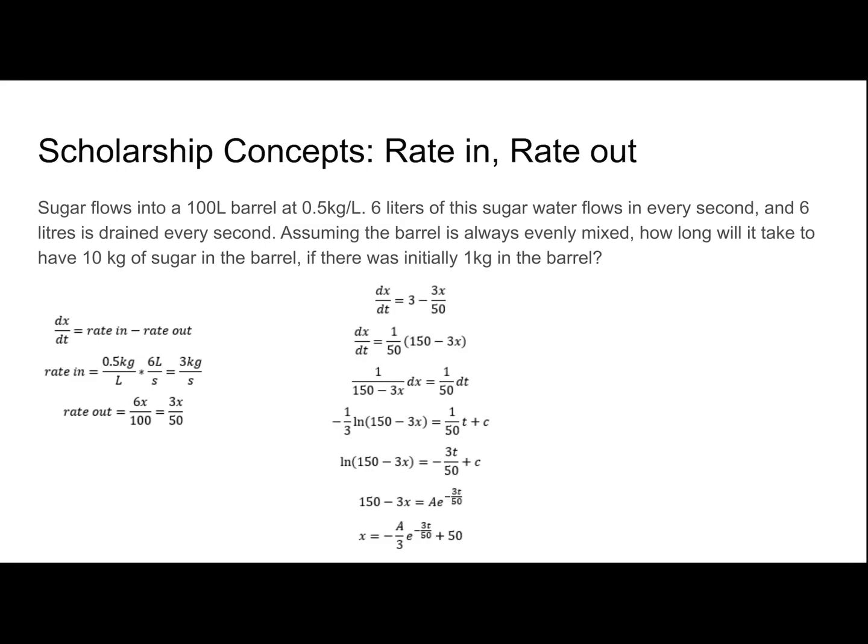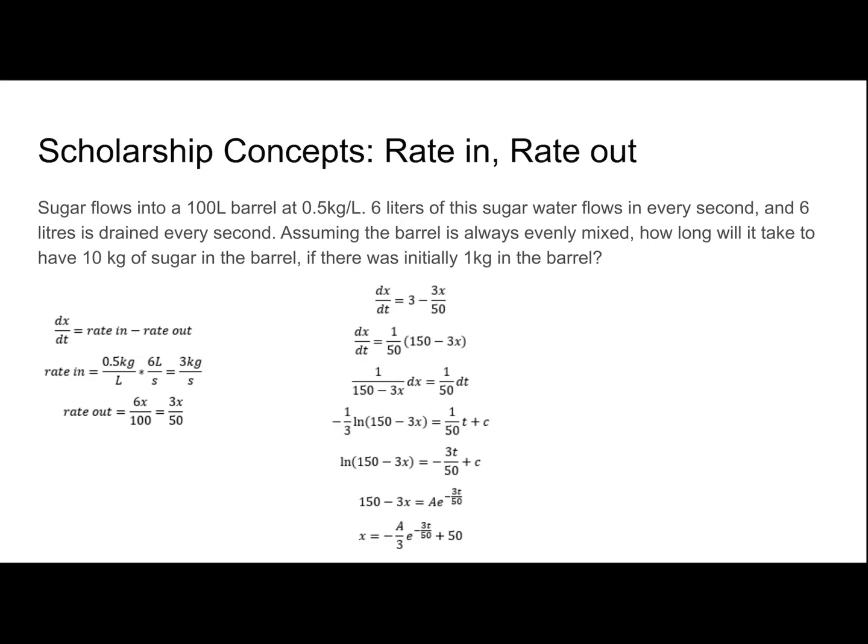We can actually factor out 1 over 50 to make the numbers a bit nicer for us. So dx over dt equals 1 over 50 times (150 minus 3x). And we can actually separate our variables. So 1 over (150 minus 3x) dx is equal to 1 over 50 dt. Now if we integrate on both sides, we'll get negative 1/3 of ln of (150 minus 3x) equals 1 over 50 t plus c.